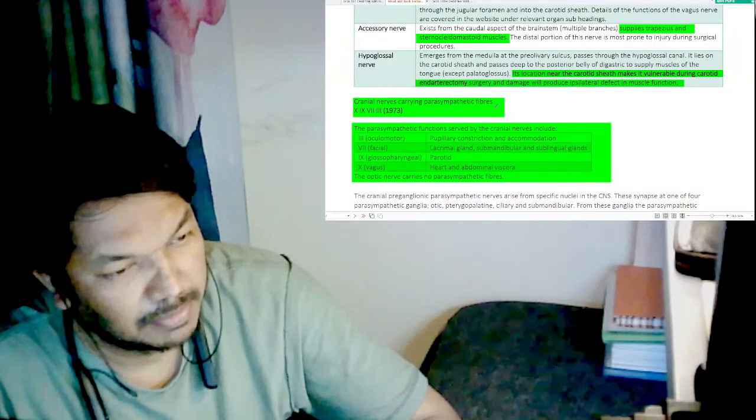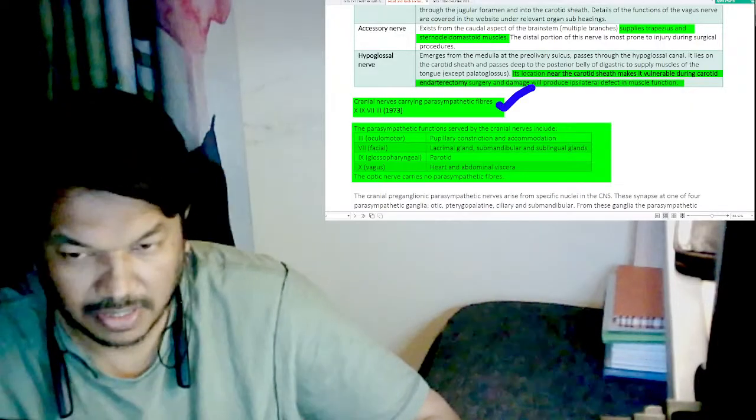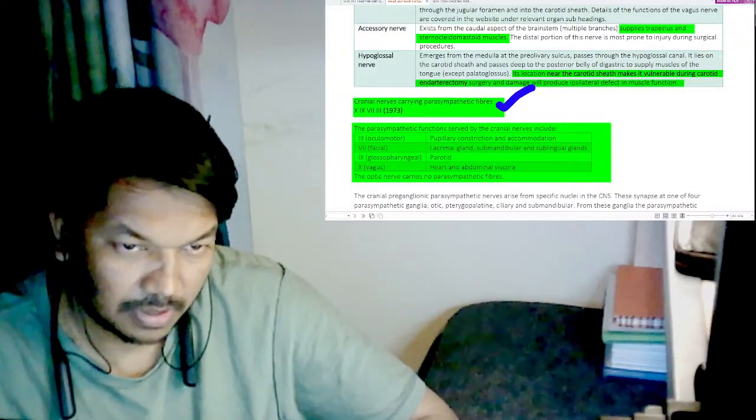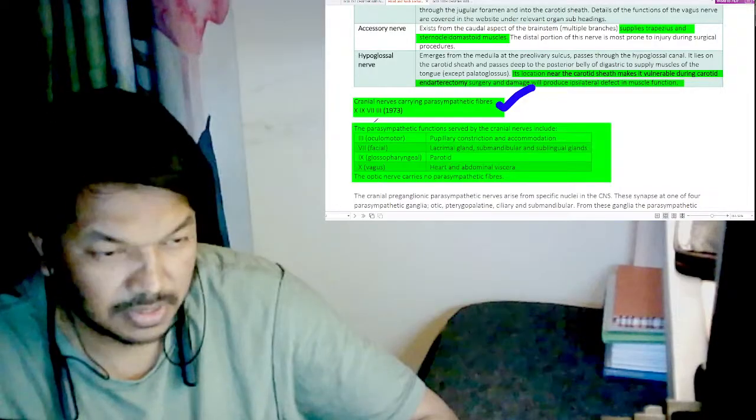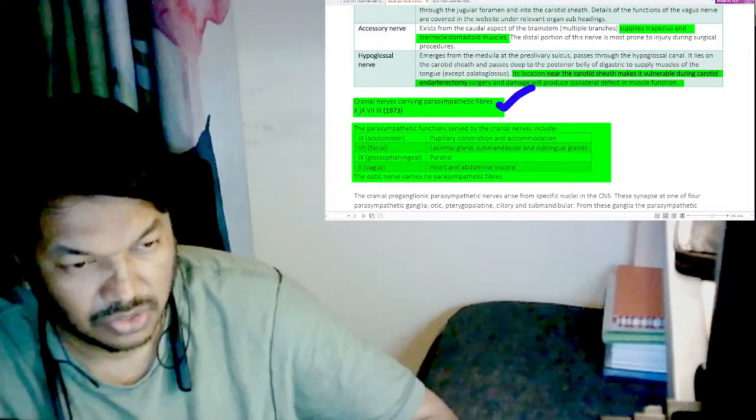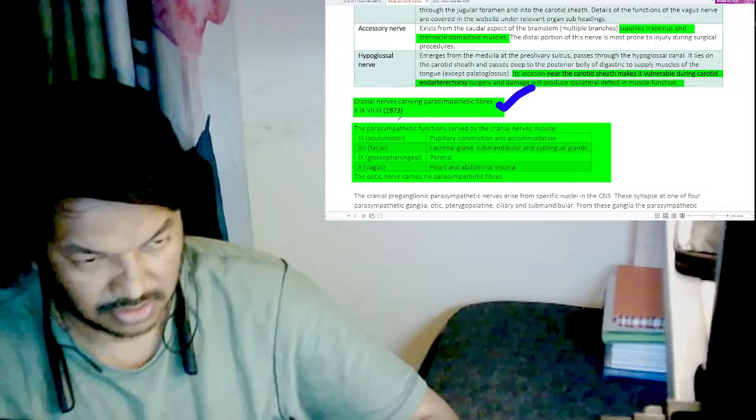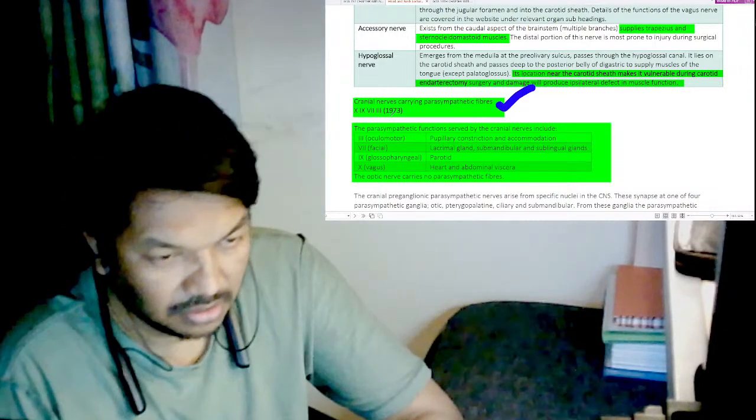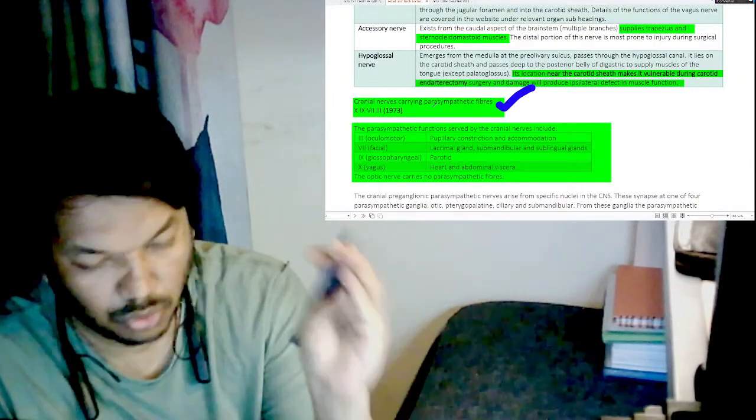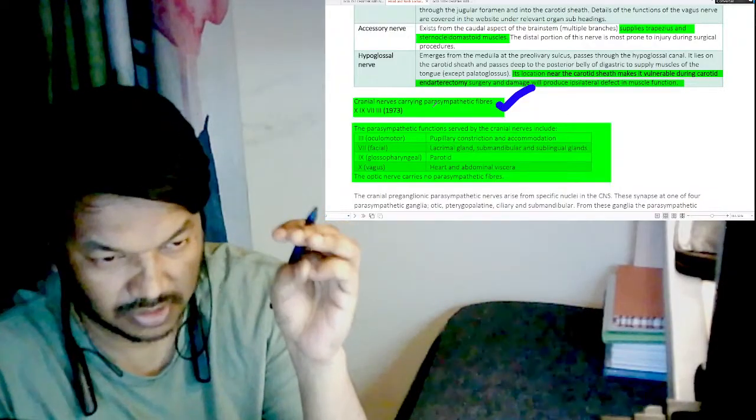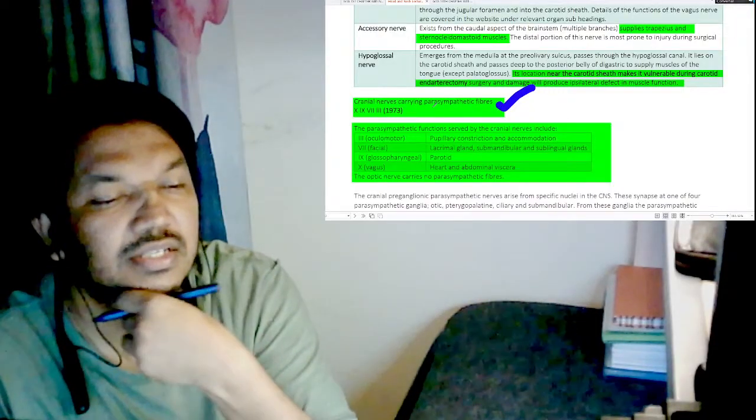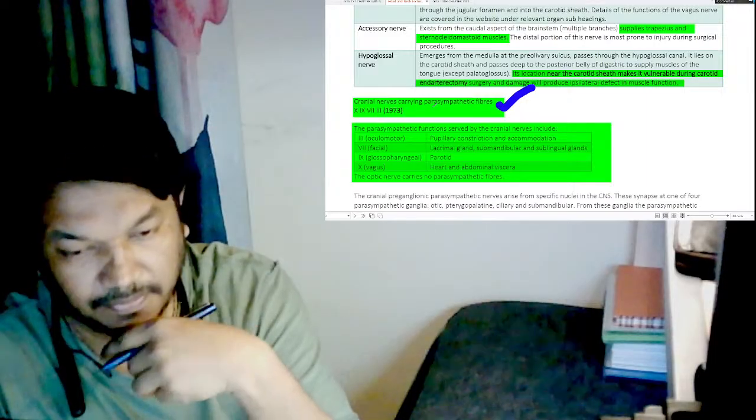Which cranial nerves carry parasympathetic fibers? You can remember like this: 1973. So it is 9, 10, 7, and number 3. Number 3 is oculomotor, number 7 is facial, number 9 is glossopharyngeal, and 10 is vagus.